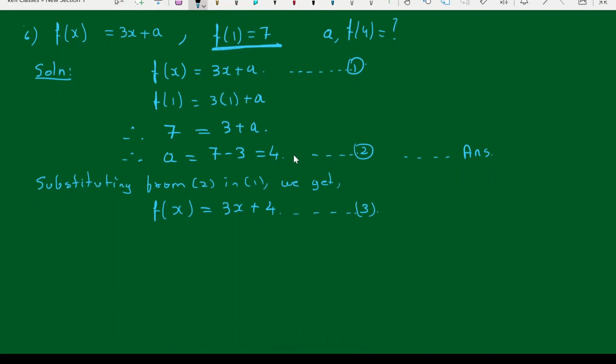So therefore f of 4 is 3 into 4 plus 4, which is equal to 12 plus 4, which is equal to 16. Done. Okay, easy questions.